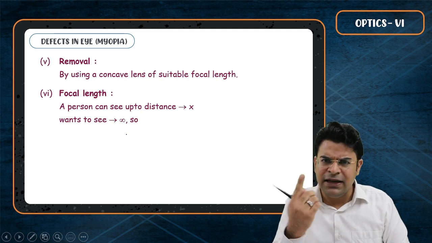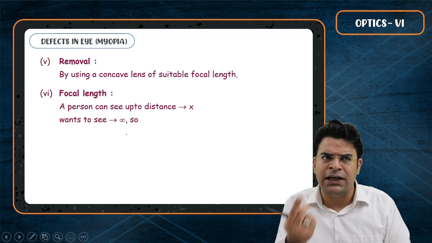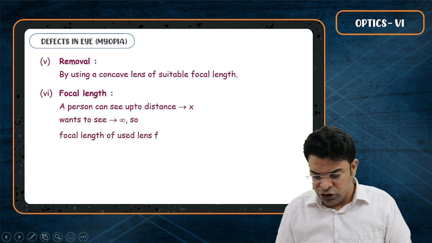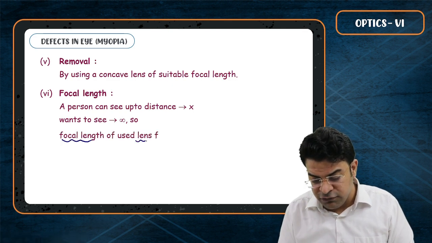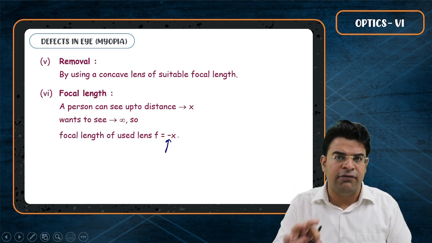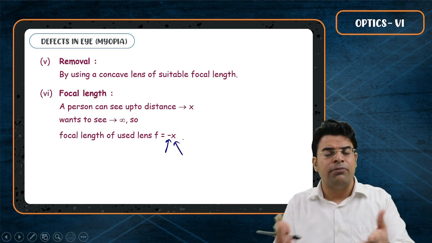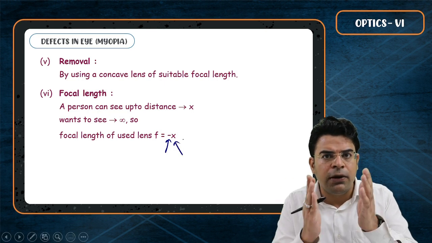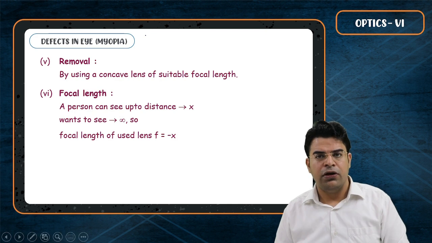And where does the lens form the image of an object placed at infinity? At its focal length. So you will say that the focal length of the lens f should be equal to minus x. Sir, why have you placed the minus sign? Because it has to be a concave lens. And this x is nothing but the far point of the person suffering from myopia.